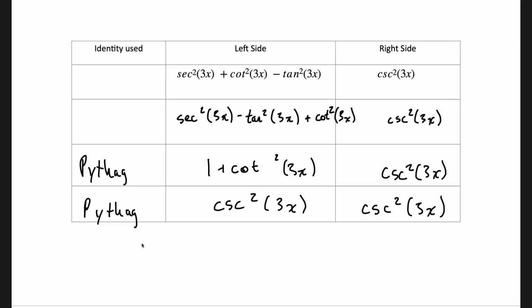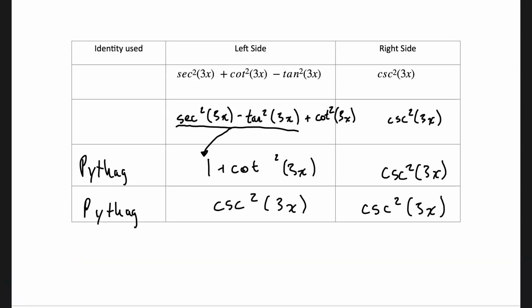I was able to basically rework the problem with a separate app, so it's a little bit neater, and these are the correct steps that I used beforehand. Notice that I rearranged the problem first, so that I could then substitute our secant squared minus tangent squared with our 1 and keep the order, and there wasn't a cotangent squared in between. Once you do that, again, you can just use the Pythagorean identity. 1 plus cotangent squared is equal to cosecant squared. And there you have it. So that is our second proof.